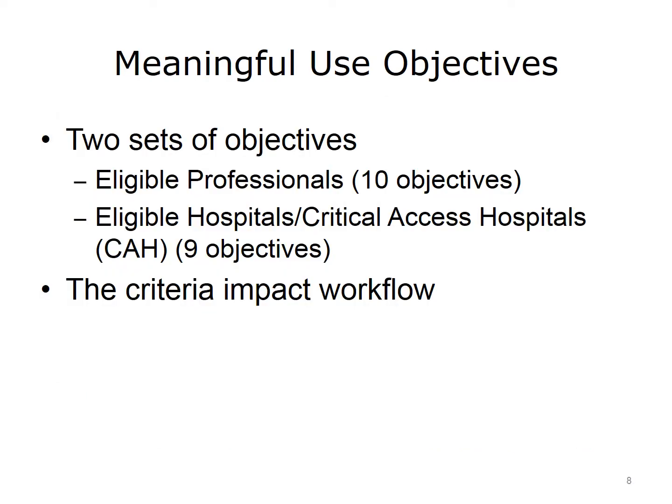As described on the CMS Electronic Health Record Incentive Program website, there are two sets of objectives: one for eligible professionals, EPs, and another set for eligible hospitals. For EPs, there are 10 objectives. For eligible hospitals and CAHs, there are 9 objectives.